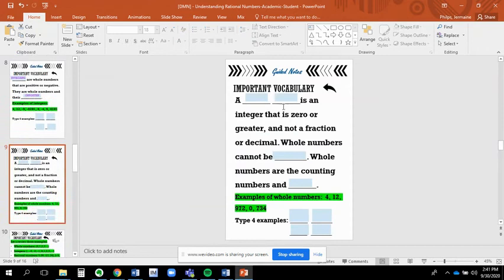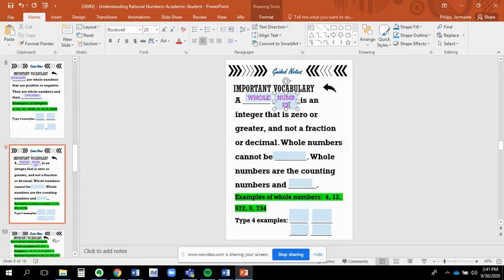And then our last important vocabulary is whole numbers. A whole number is an integer that is 0 or greater. Whole number is an integer that is 0 or greater, and not a fraction or a decimal.